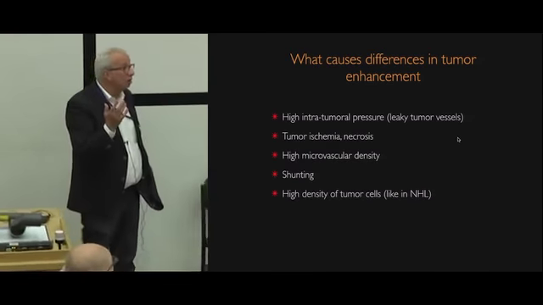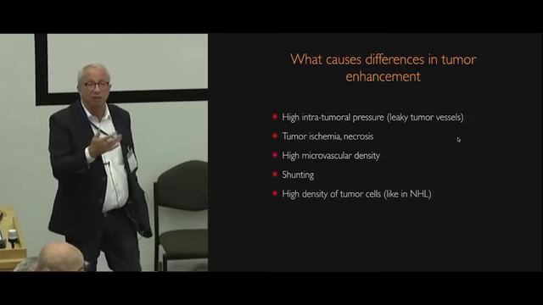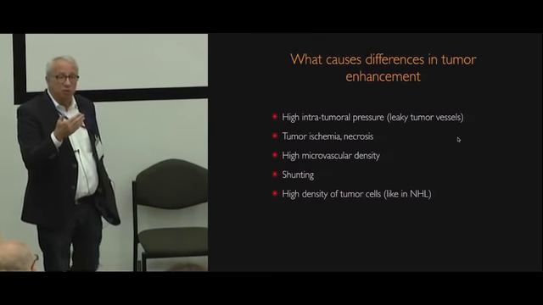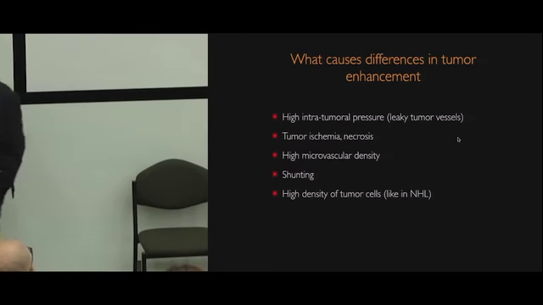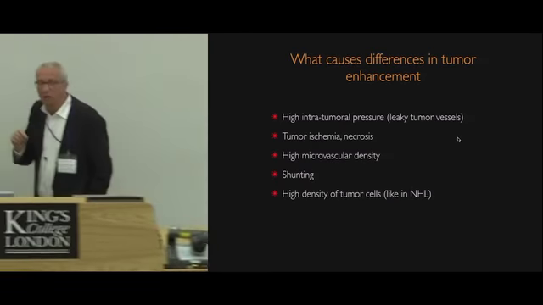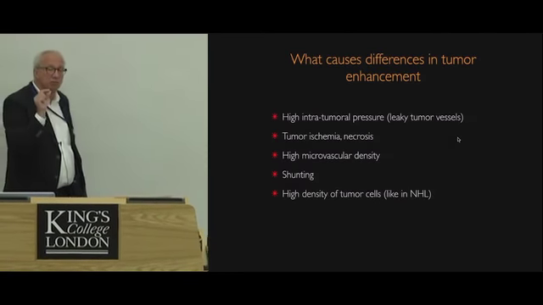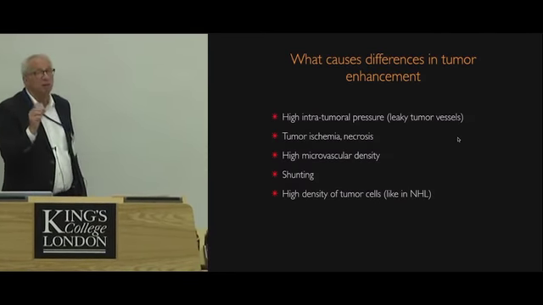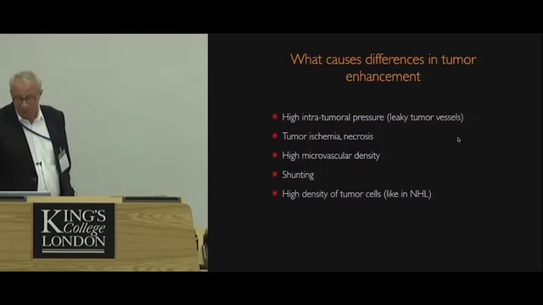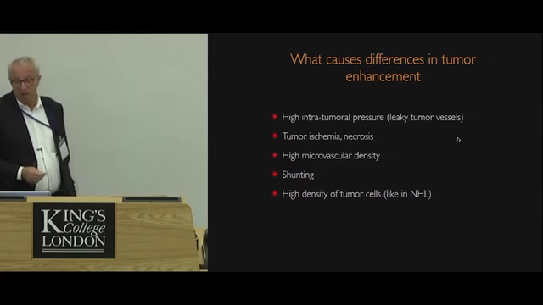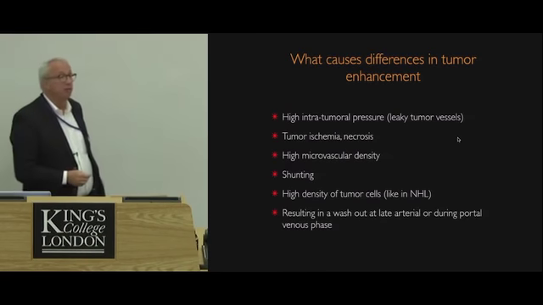And it's always a good idea to go to the pathologist and have a look at the microscope. How do these tumors look? How big are the tumor cells in comparison to the hepatocytes? And you will find out that, for example, in non-Hodgkin lymphomas, the tumor cells are much, much smaller than the hepatocytes, but much more densely packed. And this results in a washout by the late arterial or during the portal venous phase.